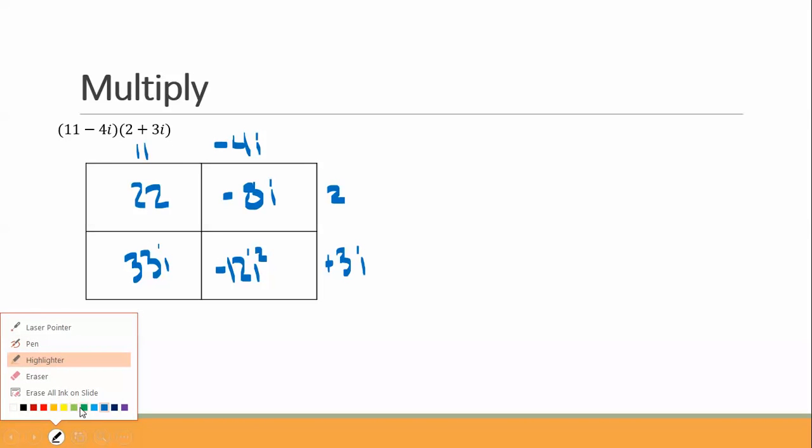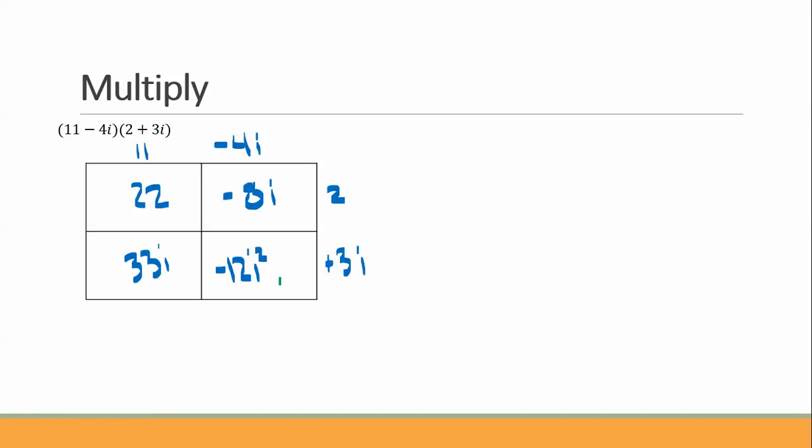Remember, i squared was negative 1, so negative 1 times negative 12 is actually plus 12. We'll put that in a different color though, so that we remember there was a step that we took that way. And so now we have 22 plus 12 is 34, and then 33i minus 8i would be plus 25i. Again, if you did it using the distributive property, this would be all the terms that you would have, and you would simplify by combining like terms again.